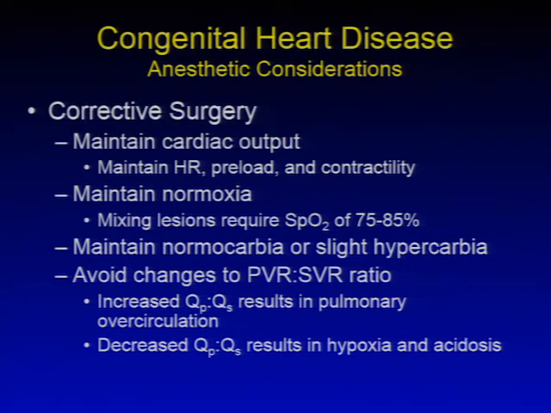If the child is in a balanced state, meaning that they have a balanced pulmonary blood flow to systemic blood flow, then changes to the PVR, or the pulmonary vascular resistance, to the systemic vascular resistance ratio should be avoided, as an increase in the pulmonary blood flow in relation to the systemic blood flow could result in pulmonary overcirculation, whereas a decrease in pulmonary blood flow could result in hypoxia and acidosis.